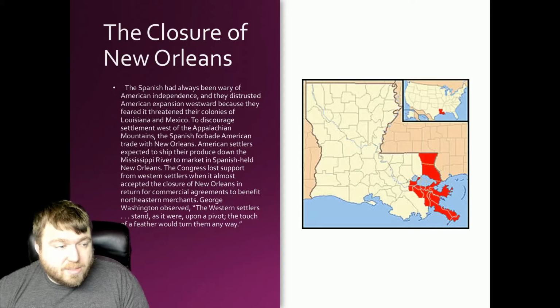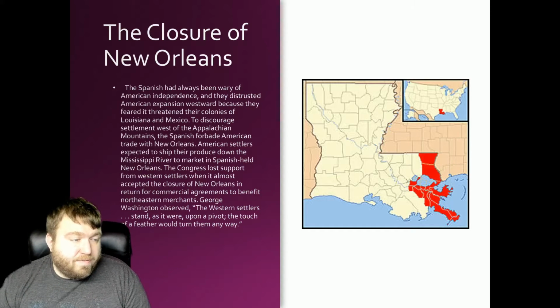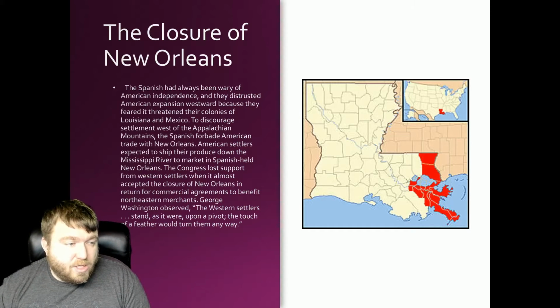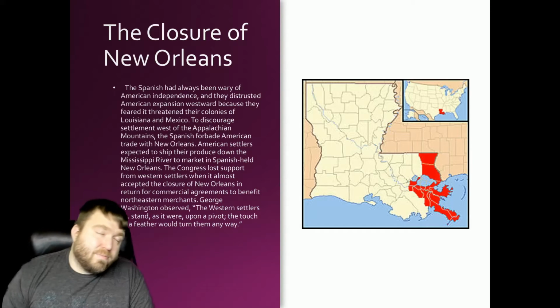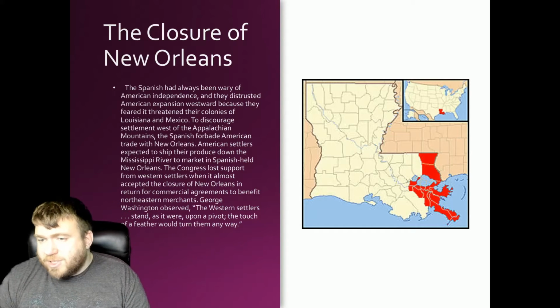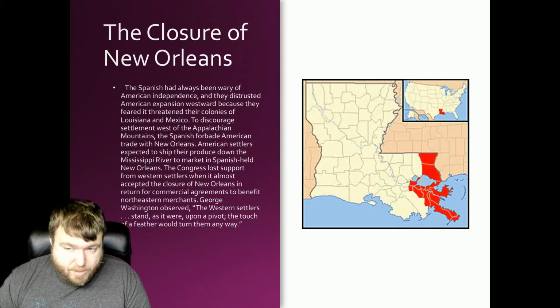The Congress lost support from Western settlers when it almost accepted the closure of New Orleans in return for commercial agreements to benefit Northeastern merchants. George Washington observed, "The Western settlers stand, as it were, upon a pivot. The touch of a feather would turn them any way." So, George Washington is afraid he's going to lose these people.